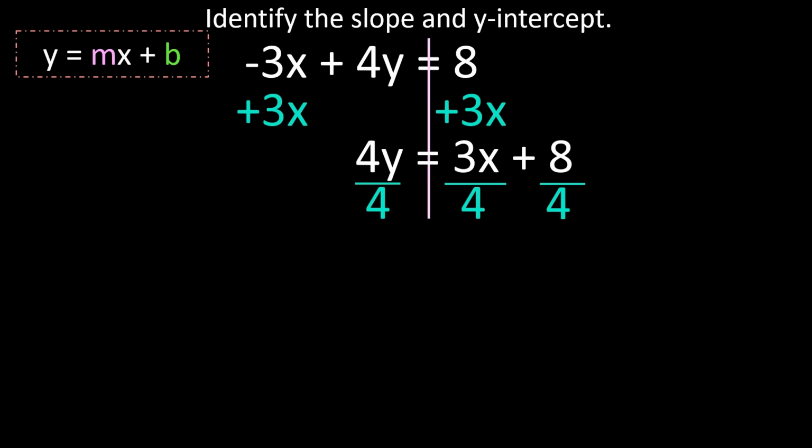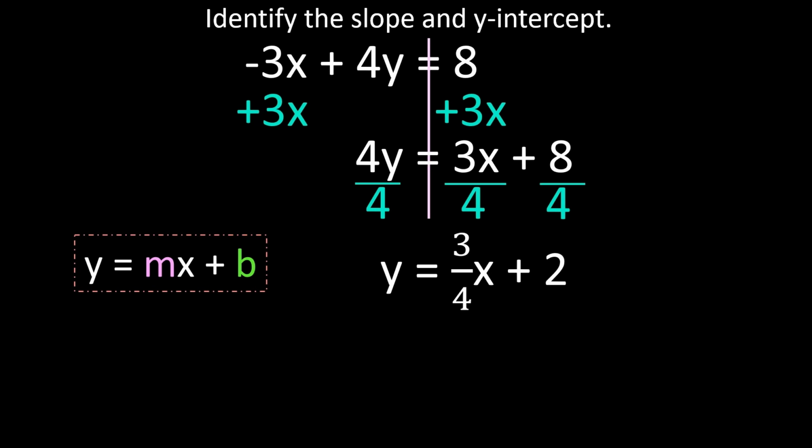So on the left-hand side, 4 divided by 4 is 1. 1y is simply y. And then on the right-hand side, I have 3x divided by 4. So 3 over 4, that gives me 3/4 x plus 8 over 4. 8 divided by 4 is 2, so plus 2.